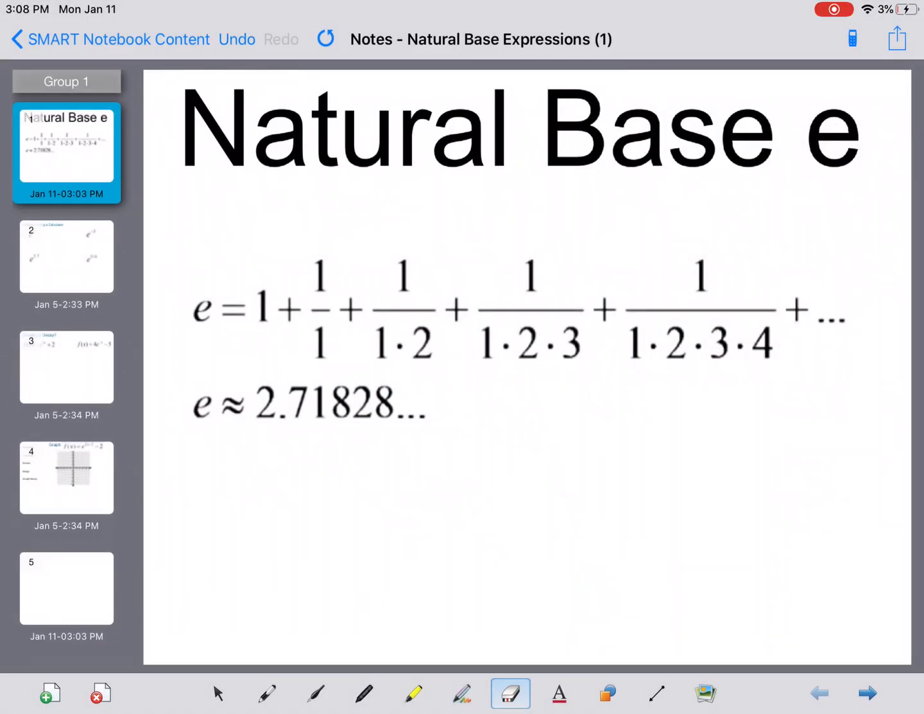Hello, today we're going to talk about natural base expressions and how to graph when our base is e. The natural base e is one of many irrational numbers that we tend to use and find in nature. A famous mathematician named Euler talked about it most, so that's why they called it e, but it was actually discovered before him.